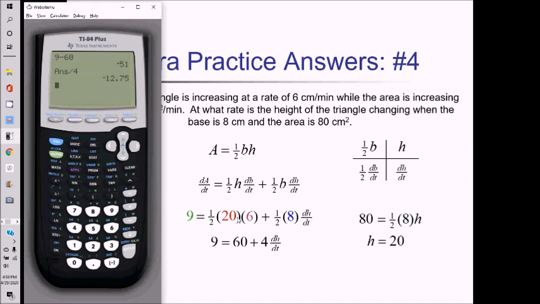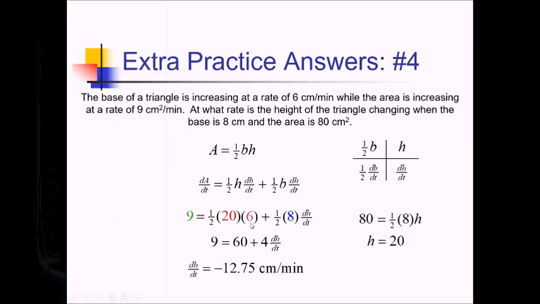Now for the units, the all-important units, dH over dt is what we're solving for. H, height, is measured in centimeters. Time is measured in minutes. So this is going to be negative 12.75 centimeters per minute.